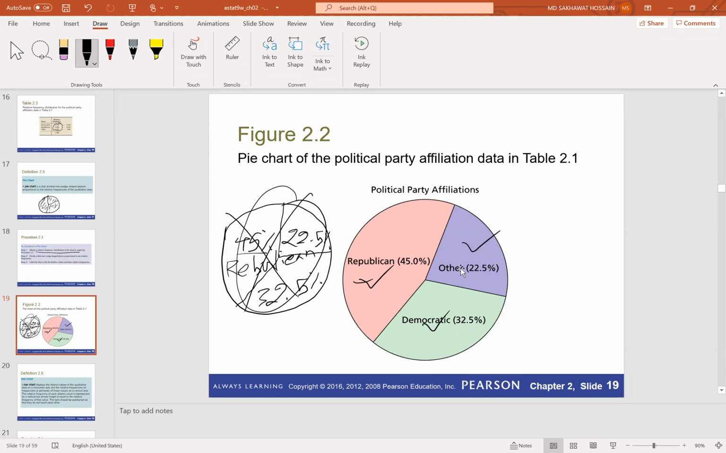Even if you do not provide the percentage, you can tell this from the pie chart. But if you provide the percentage, we can have more information compared to the first table. So that's why we need this type of representation. This is called the graphical representation of qualitative data. Okay, any question?